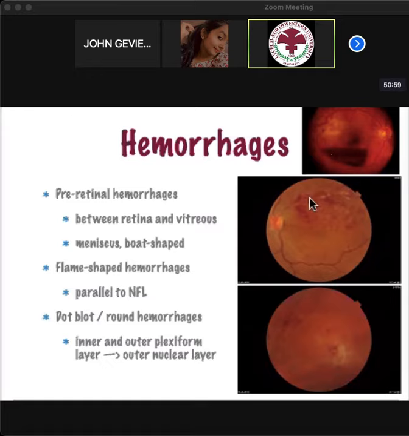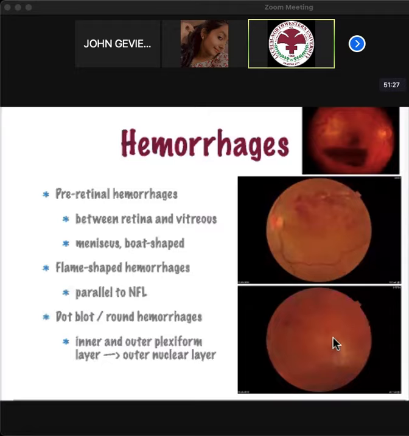Plane-shaped hemorrhages, usually the location is on the nerve fiber layer. So it's parallel to the nerve fiber layer, so it's usually feathery. The edges of the hemorrhages are irregular. So this is a case of branch retinal vein occlusion. So you see the hemorrhages on the inferior or on the superior half of the macula.